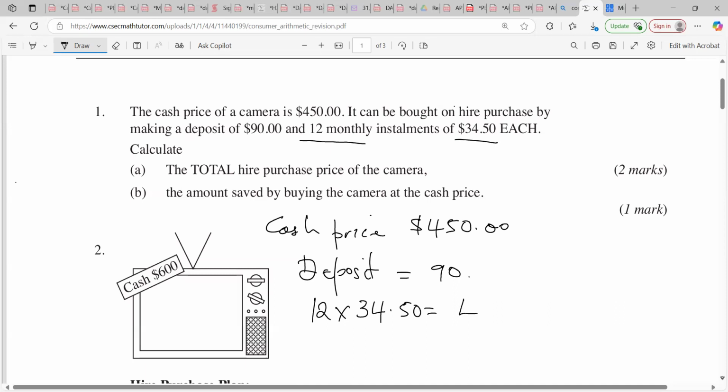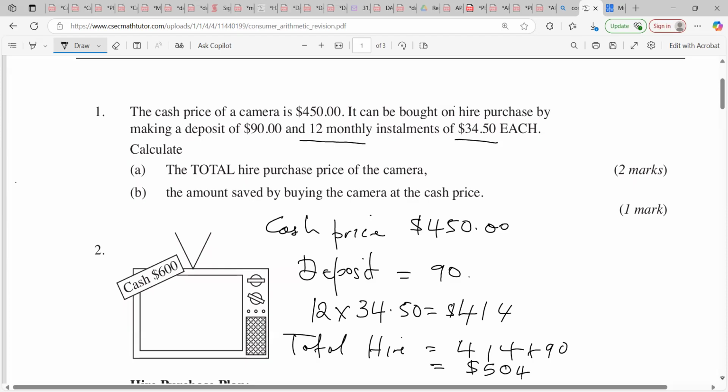This works out to $414. Now, the total hire purchase price would be 414 plus the initial deposit, right? Don't forget the deposit. So to get the total hire purchase price, we need to add those, and that will give us our answer. My calculator says $504.